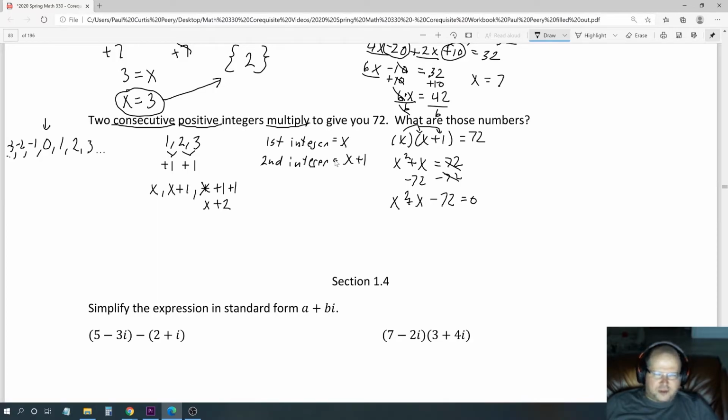Now, if we're solving the quadratic equation using the zero factor property, the first step is to set it equal to 0. Second step is to factor it. Okay, so we are going to factor it. The square root of x squared is x. It ends in a negative 72, which means they're going to have opposite signs.